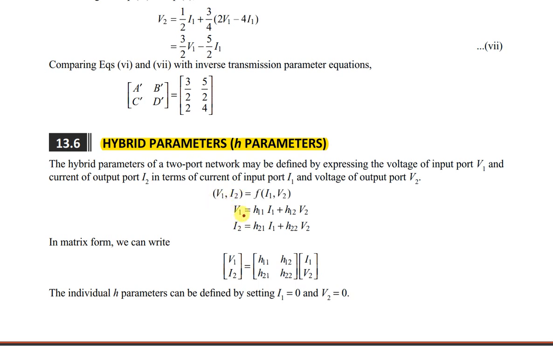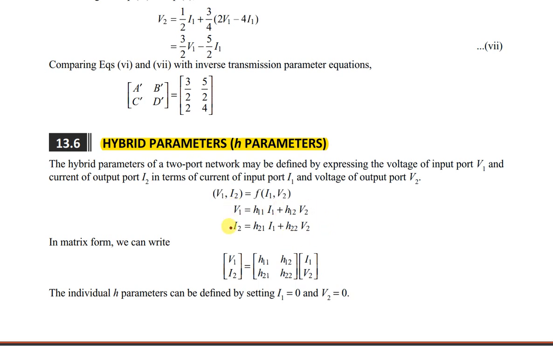While writing, you should write the input side first. Input side voltage V1 you have to write first. Don't write I2 here. V1 first, then I2, expressed in terms of I1 and V2. Again, don't make the mistake of writing V2 first. First preference you give to the input side. So V1 is equal to H11 I1 plus H12 V2. Second one, I2 is equal to H21 I1 plus H22 V2.